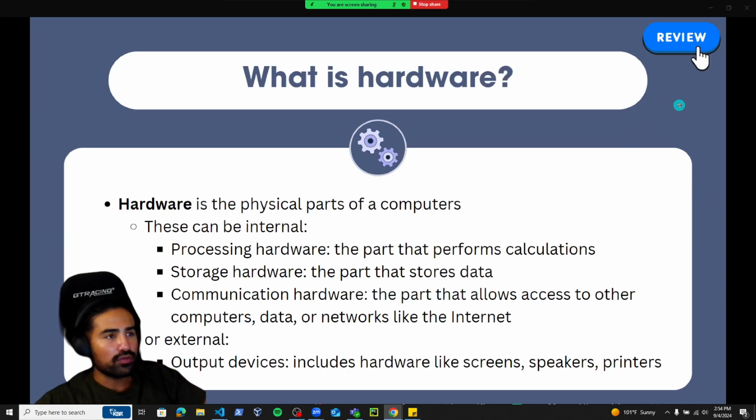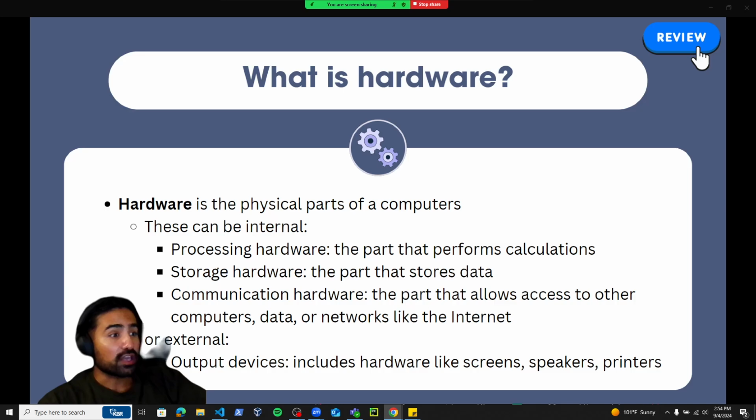So a little bit of review. If you remember, hardware is the physical parts of the computer, the stuff you can hold in your hand. Sometimes those parts are inside. That could be your processing hardware, the part that performs the calculations or computations. Remember, keyword in computers, compute. There's storage hardware that stores the data. That's your hard drive. Sometimes it could be your USB memory sticks.